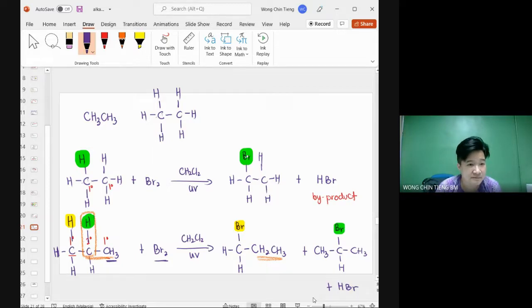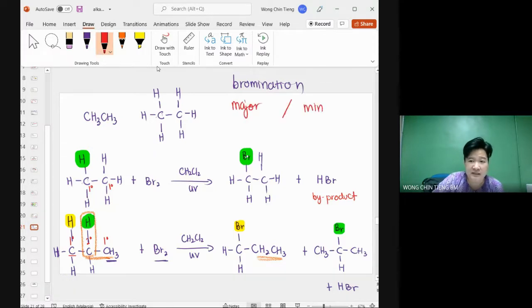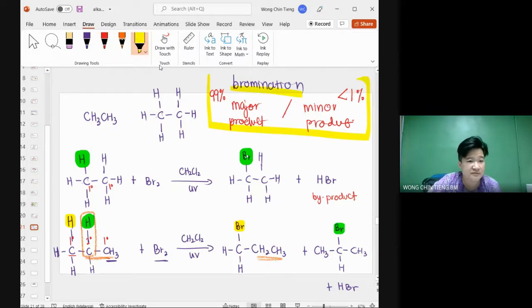Okay. Boleh? Alright. Nampak? And ladies and gentlemen, untuk bromination, you will have a condition called major and minor product. Alright, you will have a major product and a minor product. Okay, major product can be up to 99%. Your minor product can be less than 1%. And this will only happen to bromination.